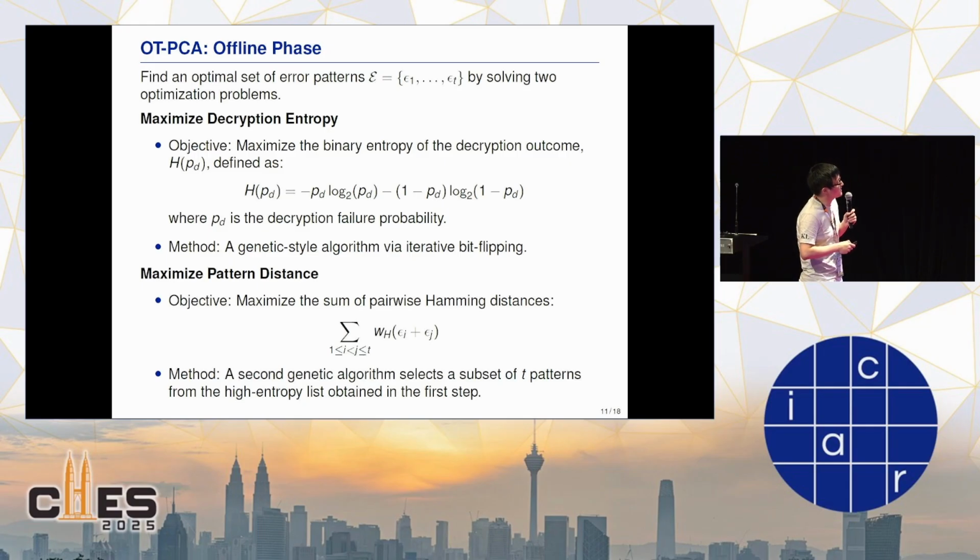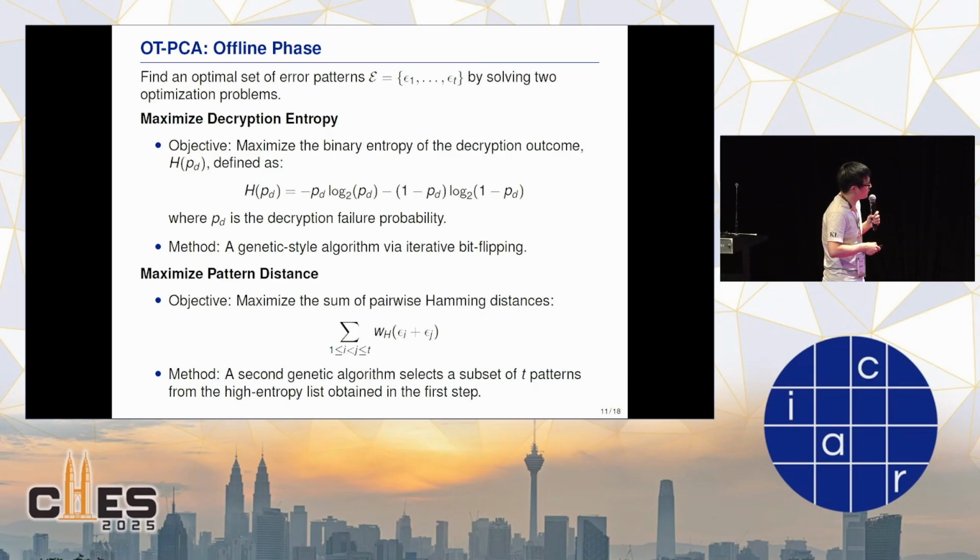So let's see how the offline phase works. We want to optimize a set of error patterns to solve two optimization problems. The first problem is we want to maximize the binary entropy of the decryption outcome. It just means that we want half the outputs to be success and half to be failure. So we have a genetic-style algorithm, iteratively flipping bits to reach this best state.